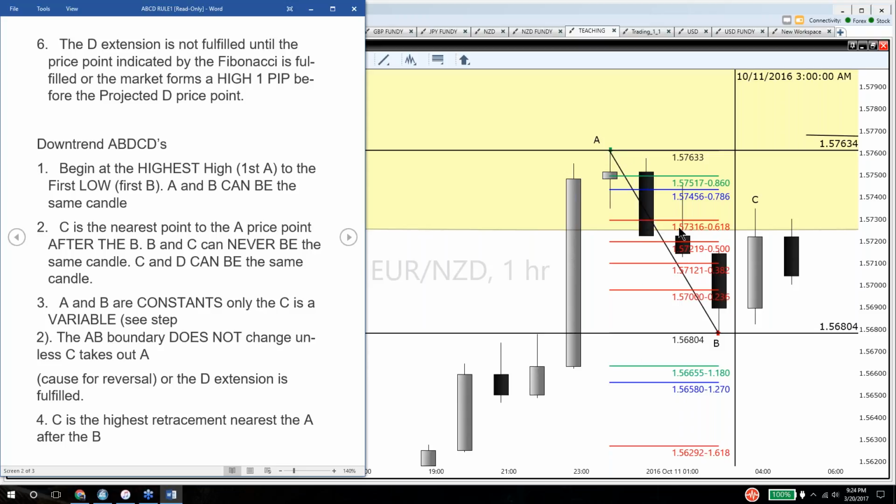They also give you the exact price point which qualifies a C as that level of a retracement. The exact price point is written there. Okay? So if it doesn't touch that price point, it will not qualify as that level of a retracement. Based on the depth of the retracement, based on how deeply this market goes into the AB boundary, we project where it's going to go.